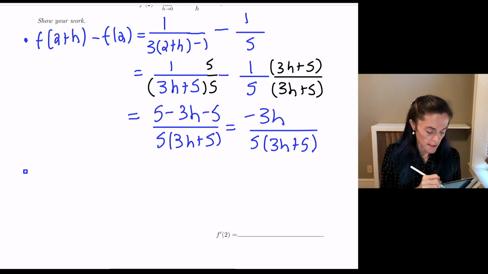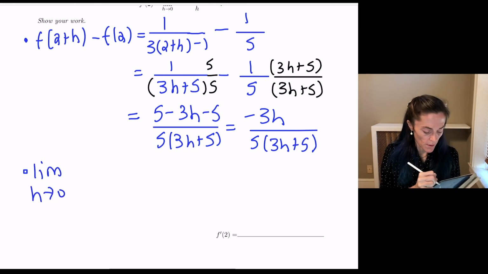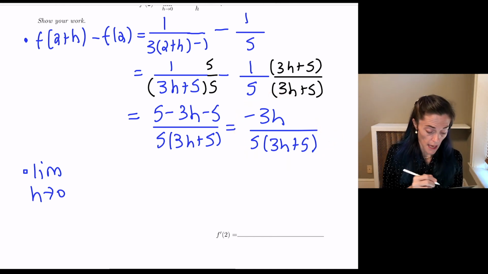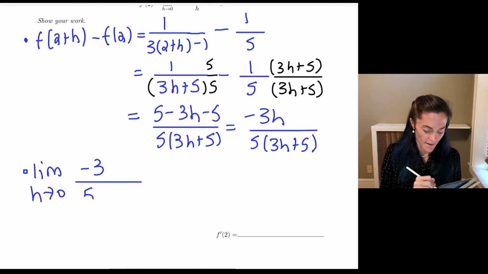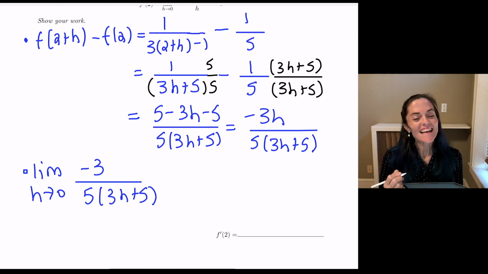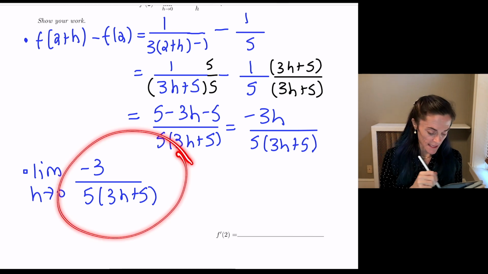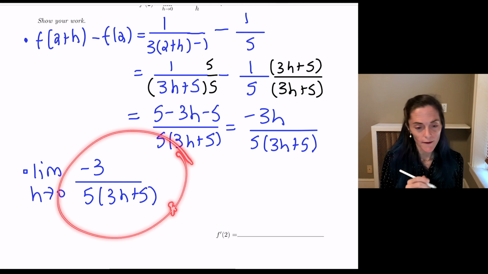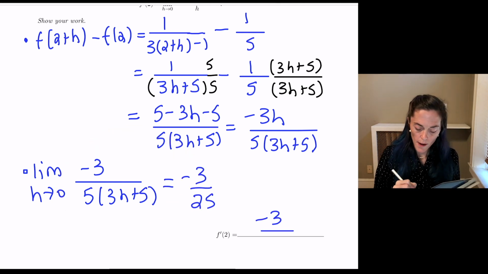I might do that in one step. So we want a limit as h approaches 0. We take this expression and divide by h. Okay, that will be minus 3 over 5 times 3h plus 5. This is my derivative evaluated at x equals 2. Well, this is now defined at h equals 0. So we just substitute h equals 0. We get negative 3 over 25. This is f prime of 2.